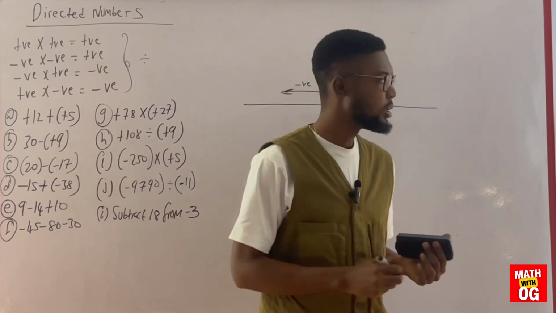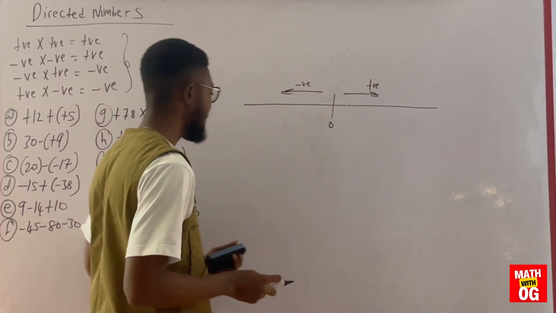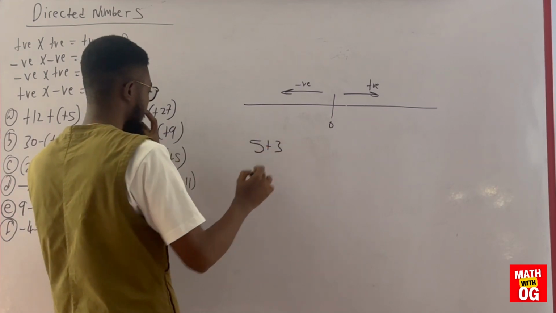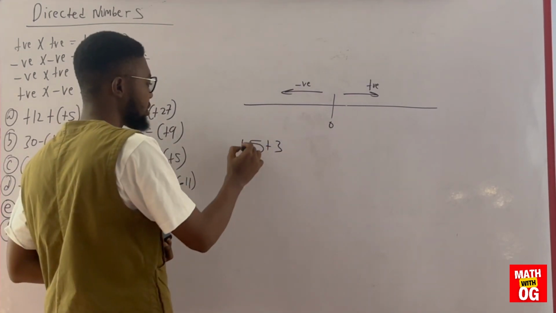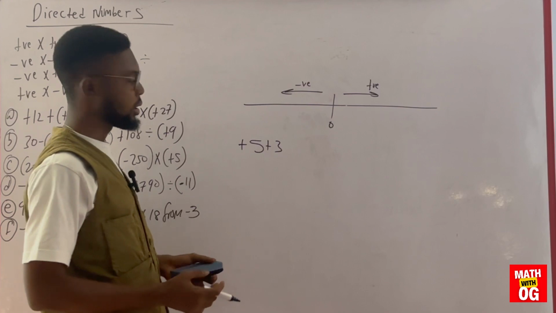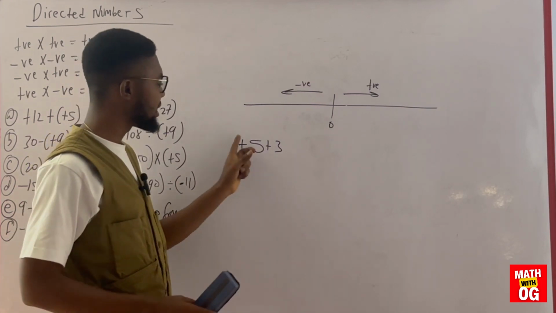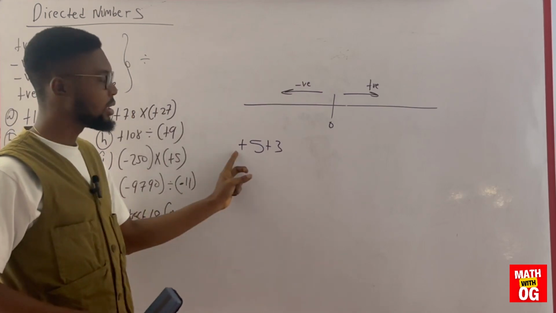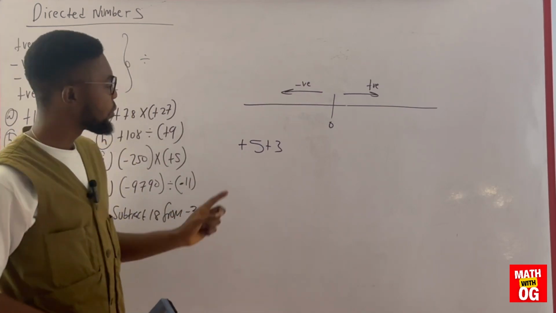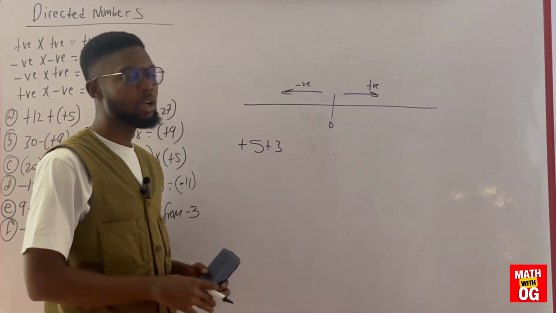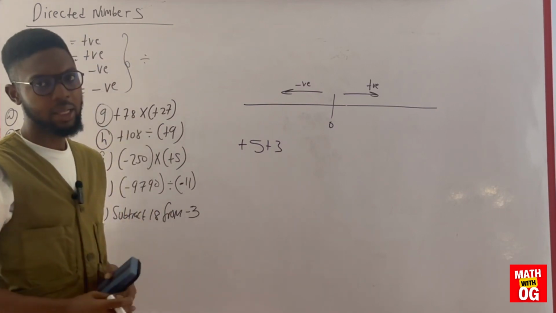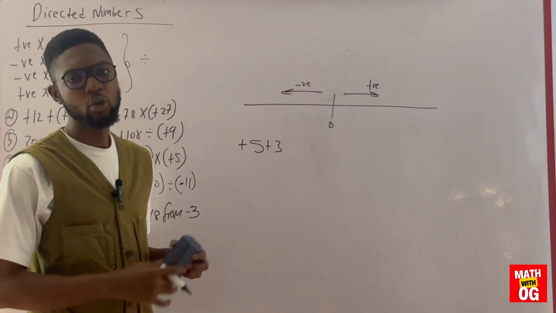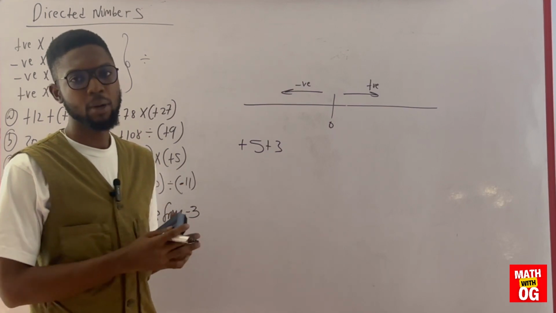So what I mean is that whenever you are solving and you come across a question like this: 5 plus 3, this is simply plus 5 plus 3. Now, whenever you don't see a sign behind a number, it means that the sign is actually positive. And whenever you are adding to a number, you move to the right of your number line. Whenever you are subtracting from a number, you move to the left of your number line.